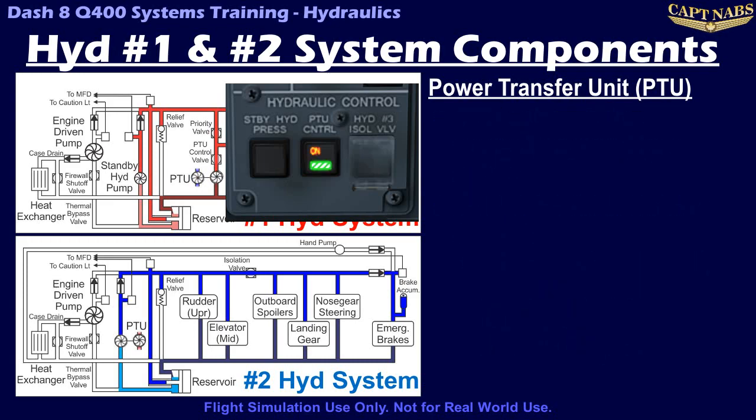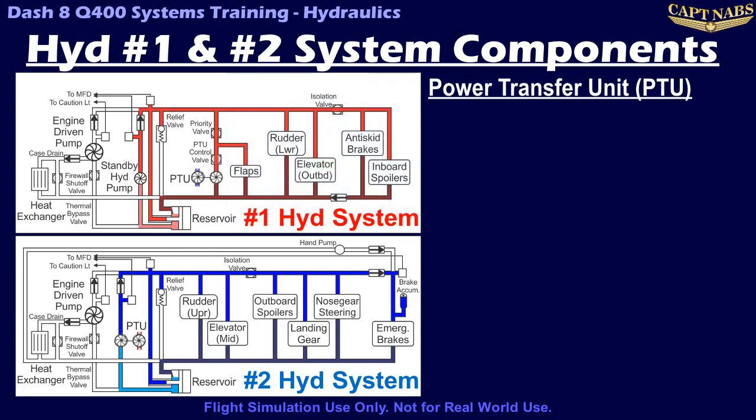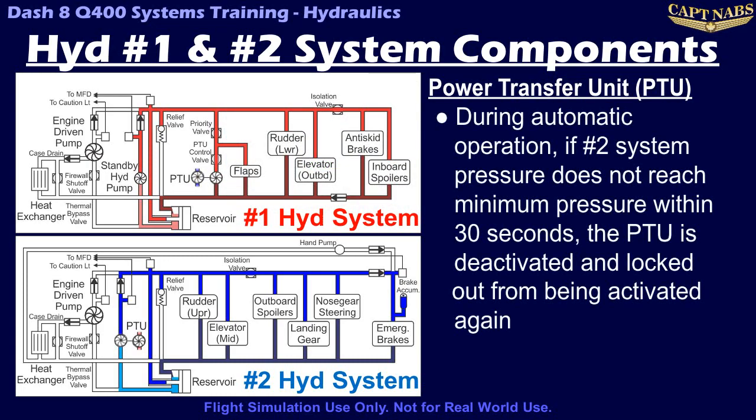One special note about automatic operation of the PTU. If the number 2 hydraulic system does not reach its minimum pressure within 30 seconds of the PTU automatically operating, the PTU is deactivated and locked out. The PTU cannot be started again, manually or automatically, for the remainder of the flight until maintenance action occurs. This protection does not occur during manual operation of the PTU.